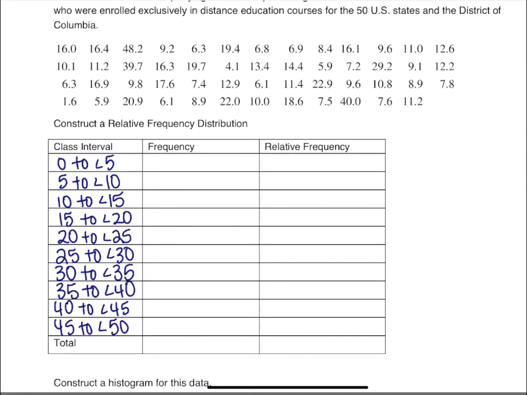I've switched to the iPad so that I can show you how I go through this process by doing this frequency table and a histogram by hand. If you are doing this by hand, which will rarely happen because I highly recommend you use technology, you would go through your list and just keep a tally. So I usually have to cross these out, otherwise I forget. So we have 16.0, 16.4, 48.2, 9.2, 6.3, 19.4, and I'm just keeping up with which interval each of these values falls under.